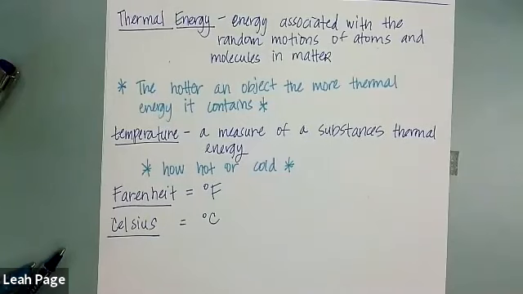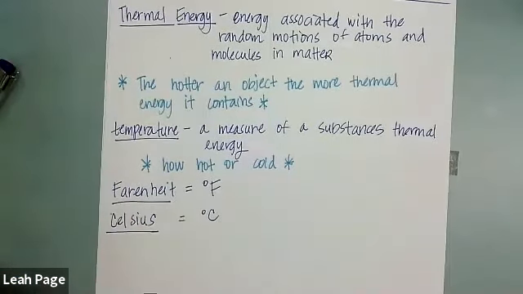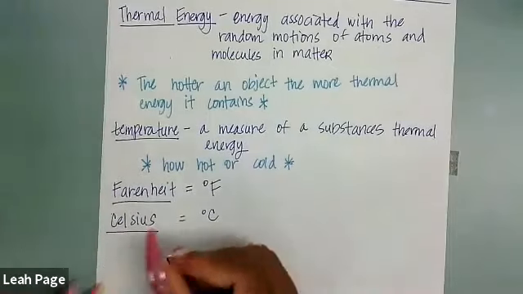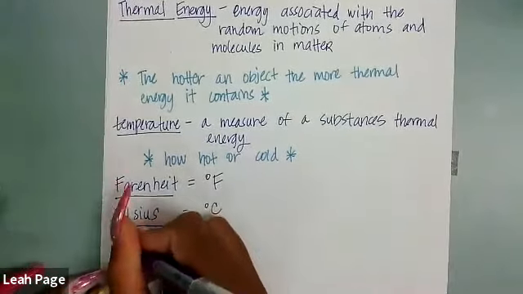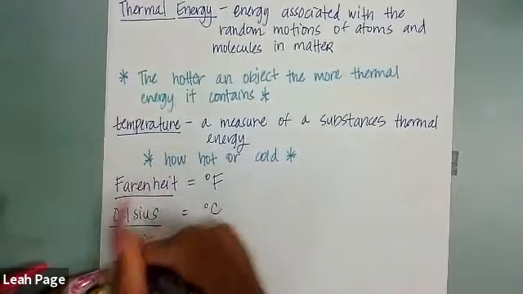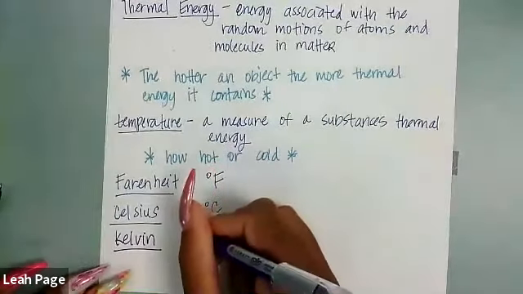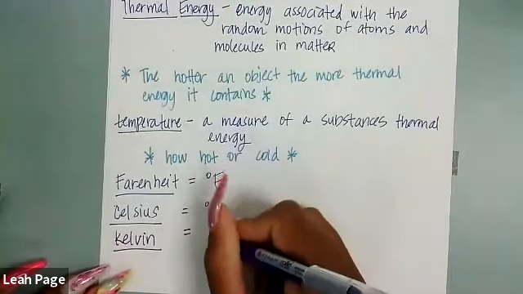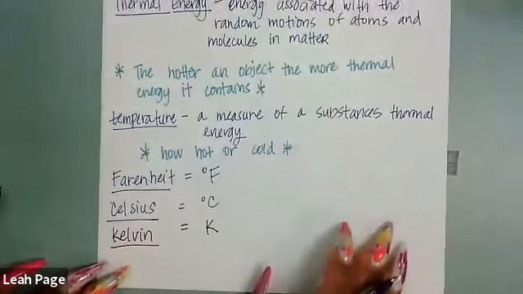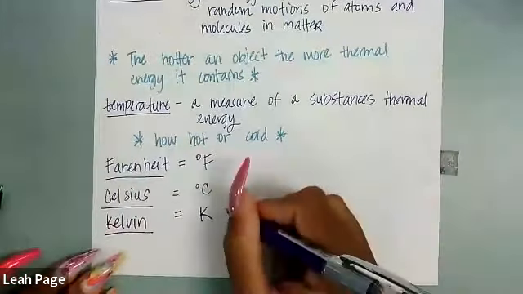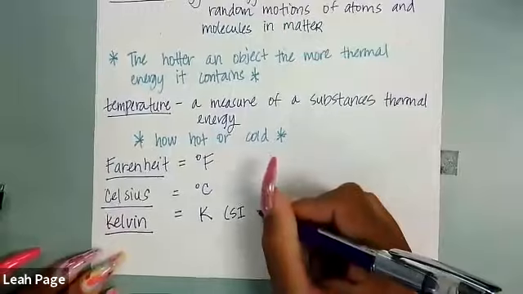But the SI unit is neither one of these temperature scales. The SI unit is actually called a Kelvin. And the Kelvin does not have a degree sign. It's just abbreviated with a capital K. This is the SI unit.